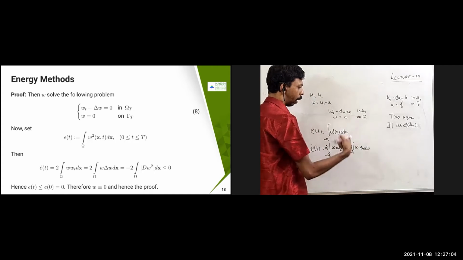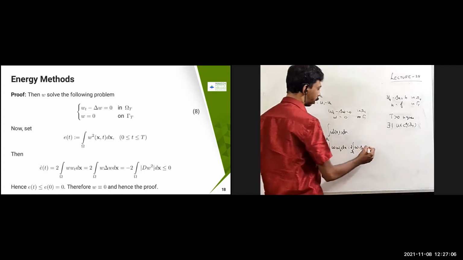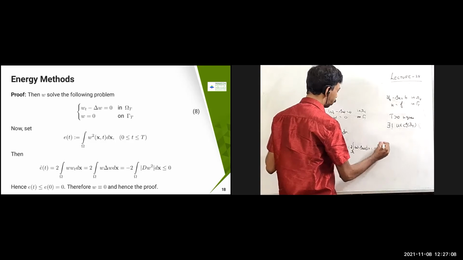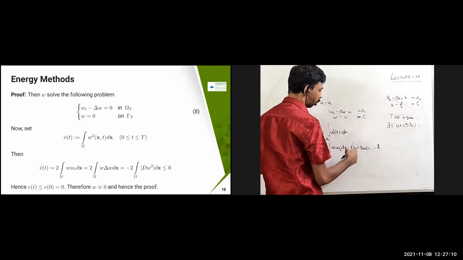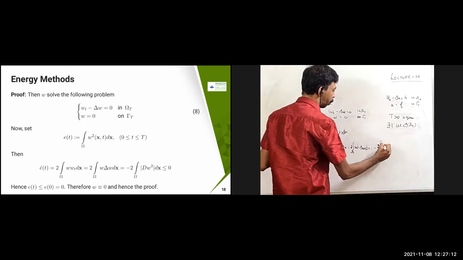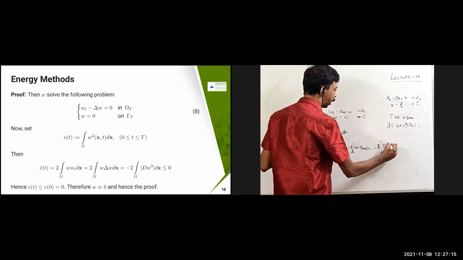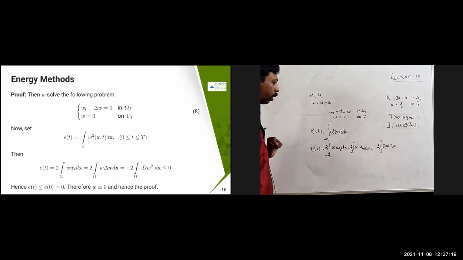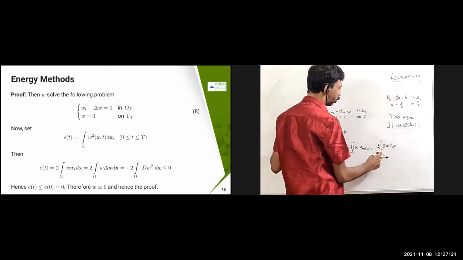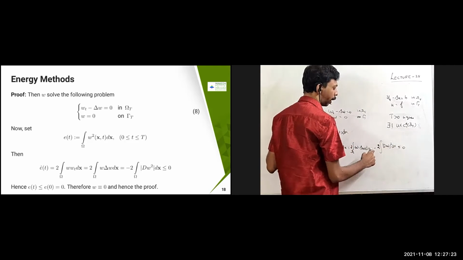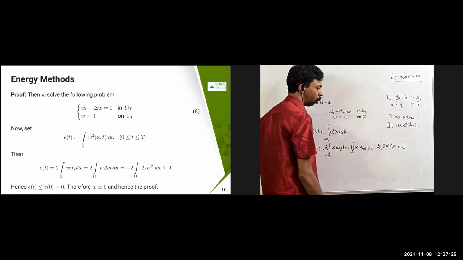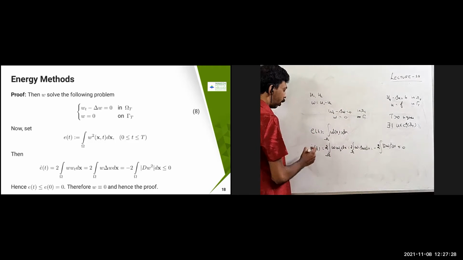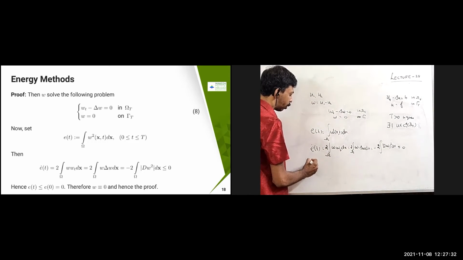Again, we use integration by parts. Because w is 0 on the boundary, the boundary term vanishes, and this becomes minus 2 times the integral over Ω of |∇w| squared dx. This is less than or equal to 0 because of the minus sign. Therefore E'(t) is less than or equal to 0, and we know that E(t) is less than or equal to E(0).